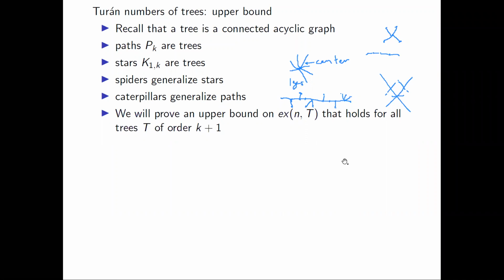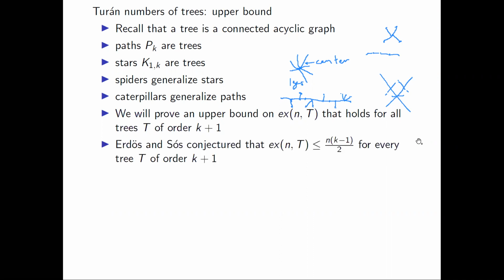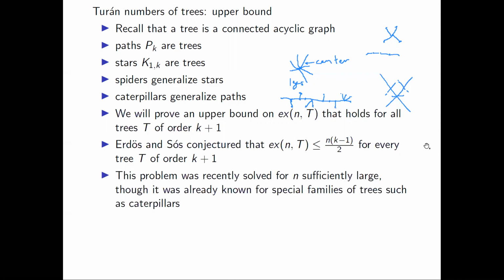So in this video, we're going to prove a general upper bound on ex(n, T) that holds for any tree T of order k plus 1. Our bound will be in terms of k and n. There is a conjecture of Erdős and Sós that the extremal function ex(n, T) is less than or equal to n times (k minus 1) over 2 for every tree T of order k plus 1. This conjecture was recently proved for n sufficiently large. And it was known to be true for a long time for some special families of trees, including caterpillars.